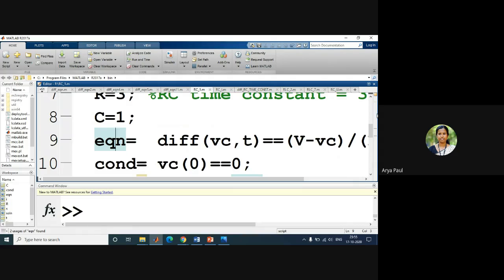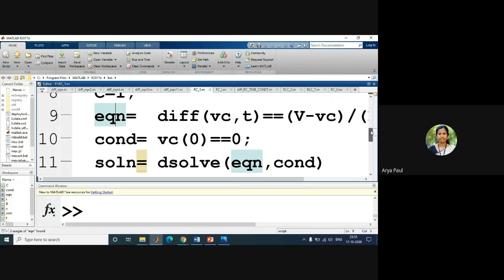Now I need to find out the initial condition. What is the initial condition here? I am putting the capacitor voltage at time t equal to 0. What is the initial voltage when the switch is closed? Even though the switch is closed, the capacitor voltage will be equal to 0, isn't it? So the condition will be Vc of 0 at time t equal to 0 is equal to 0.